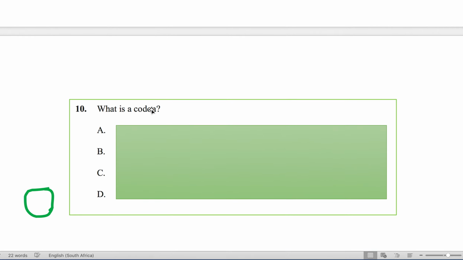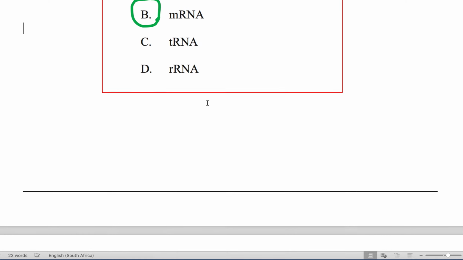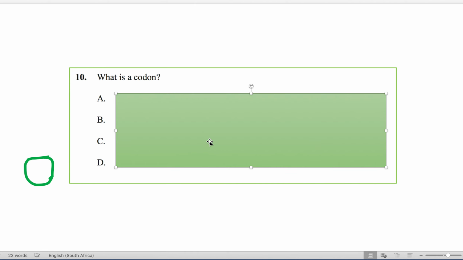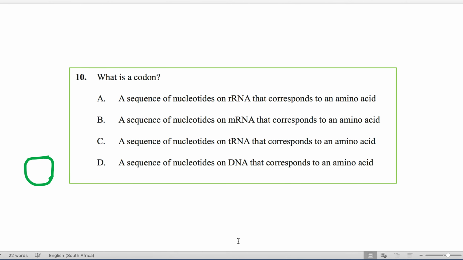This is a very similar question. What is a codon? So this one was asking, where can a codon be found? This is, what is a codon? So give it a go by yourself. So option A is saying a sequence of nucleotides on rRNA that corresponds to an amino acid.